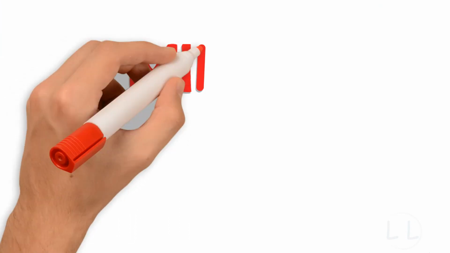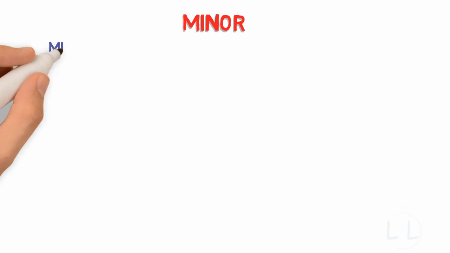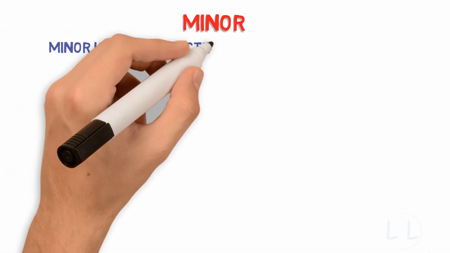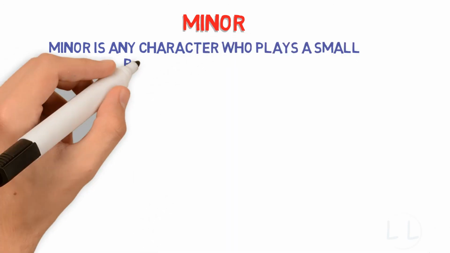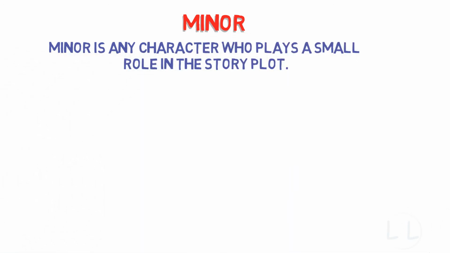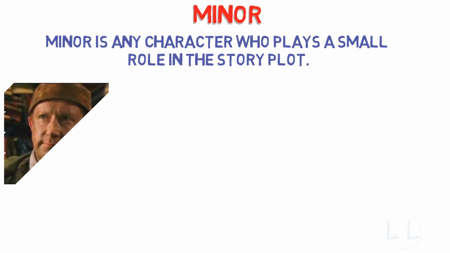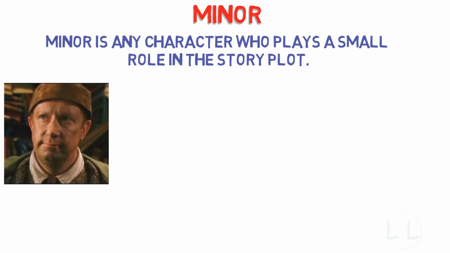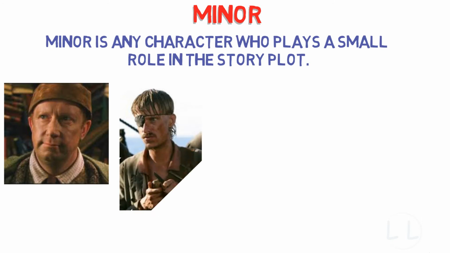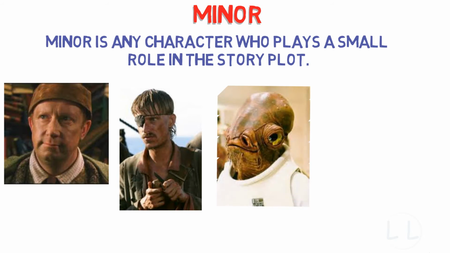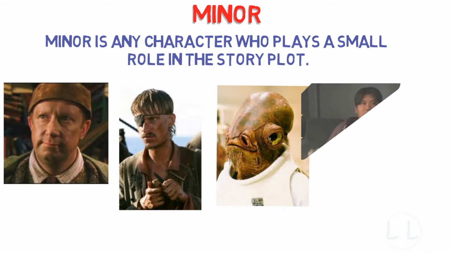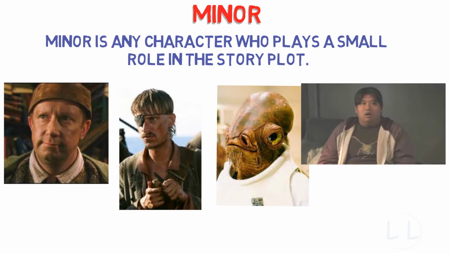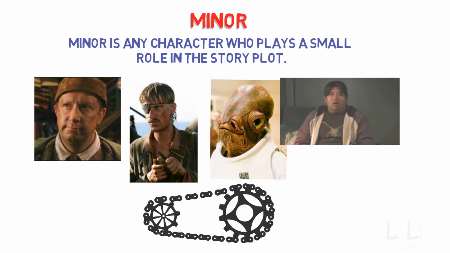Next, we have the minor. The minor is any character who plays a small role in the story plot. Still essential though. For example, the boy wizard's uncle or father, or friend fighting along his side. Perhaps a captain's mate or crew member sailing the seven seas. A general in the rebel force fighting for good. May he rest in peace. Perhaps the comic relief, a minor, but still very important. The thing about majors and minors, it's like a giant machine. The gears don't work unless they work together.